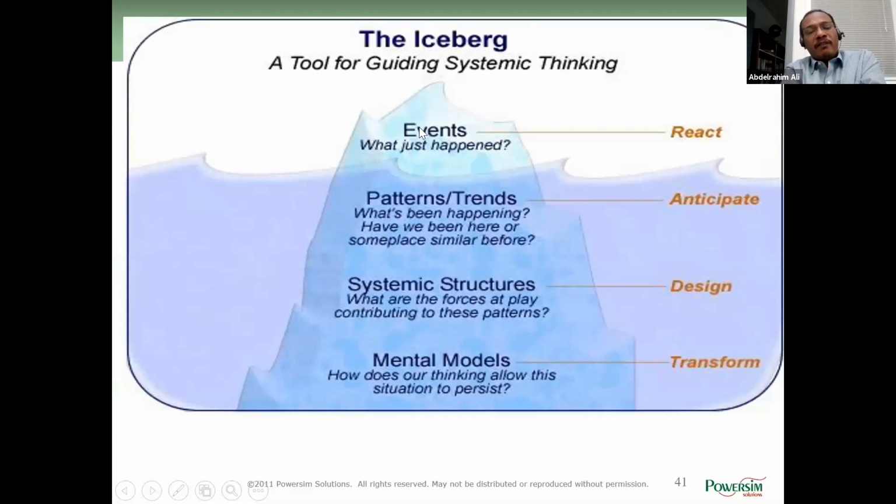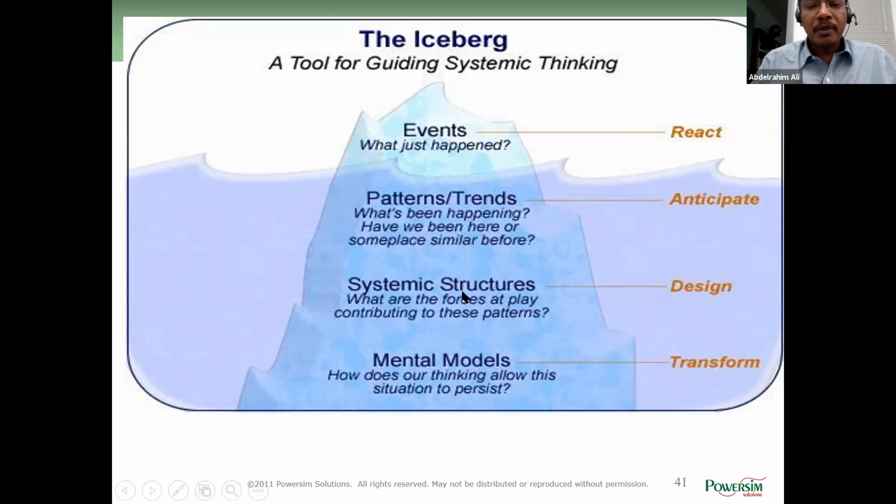This iceberg reflects how we usually react. One of the things we usually think about is the events, what just happened, and we react to these events. If we look a little bit at the second level, we can see the patterns or the trends: what has been happening, and have we been here or someplace similar before. We analyze that and we can anticipate, and if we have the pattern, our reaction will be different. We anticipate that this will be happening in the future.